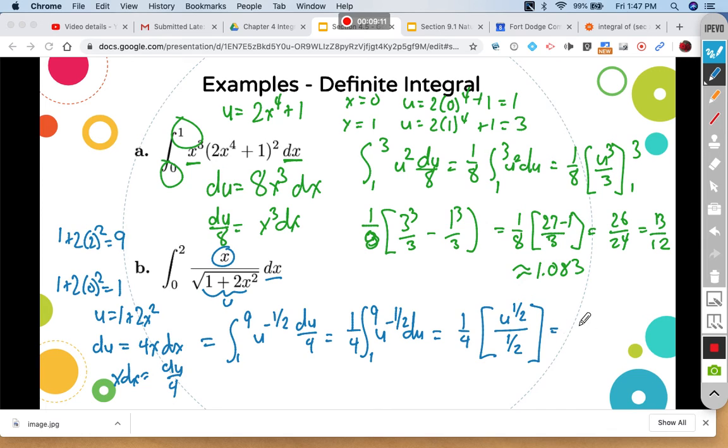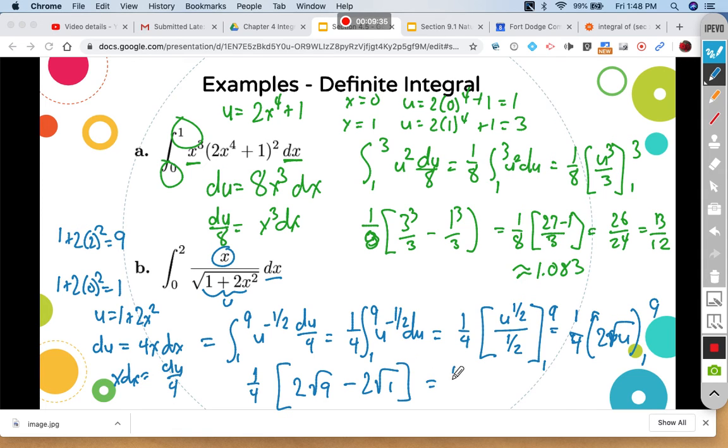So, and we're evaluating from 1 to 9, or 1/4 times 2 square root of u from 1 to 9. So 1/4 of 2 times the square root of 9 minus 2 times the square root of 1. Square root of 9 is 3, times 2 is 6, minus 2 is going to be 4, and 1/4 of 4 is just going to be 1.